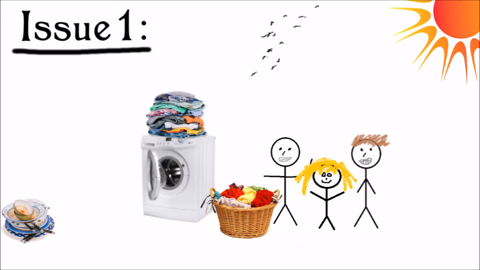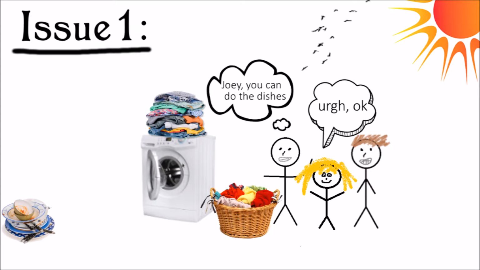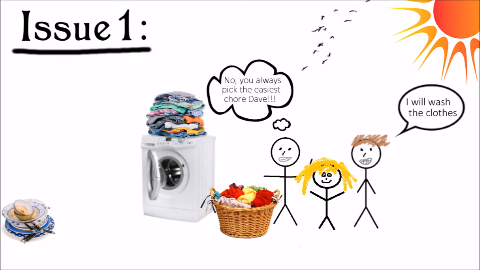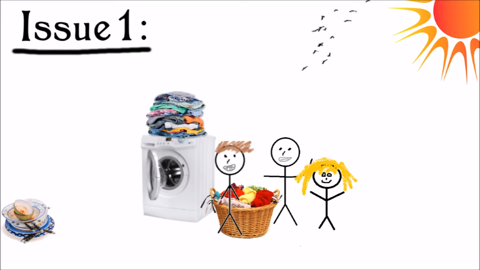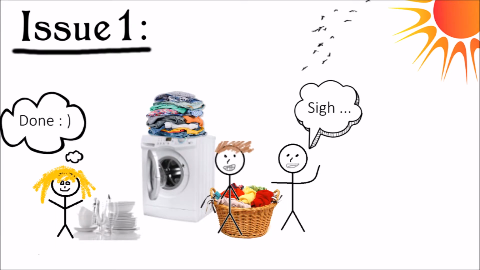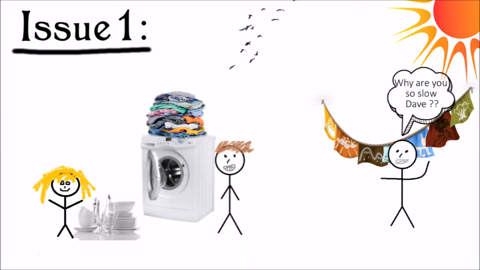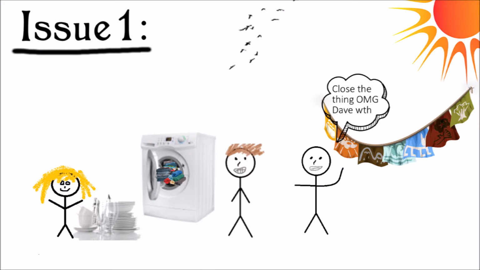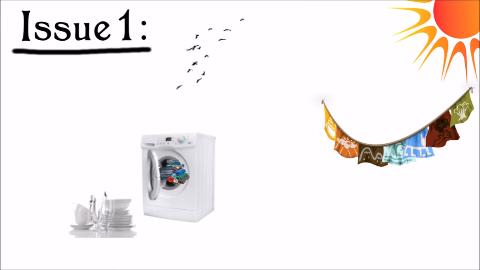Her 3 kids are Joe, being the eldest, Joey, being the youngest girl, and Dave. So Joe, being the eldest, has assigned his younger siblings the tasks. They have 3 tasks here. 1 is to wash the clothes, 2 is to do the dishes, and 3 is to hang the clothes out. After a short while, when the tasks are all done by the kids, they left. And here we can see that the birds made a mess on the dishes.